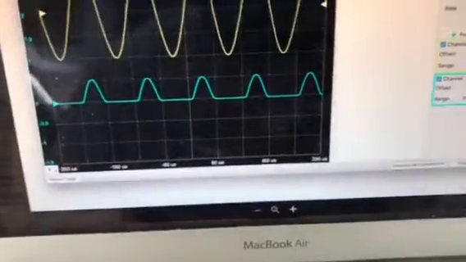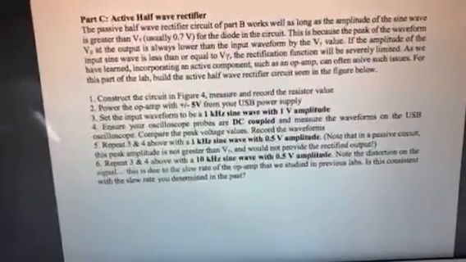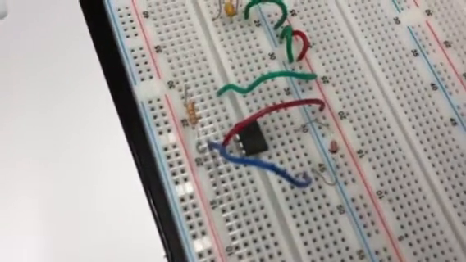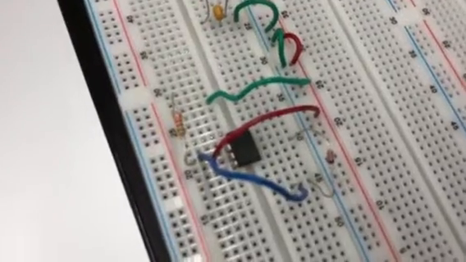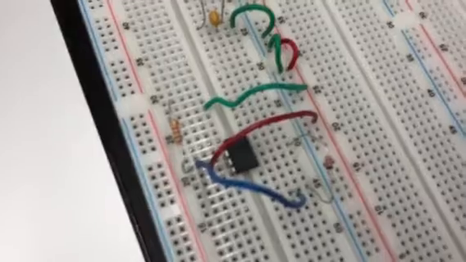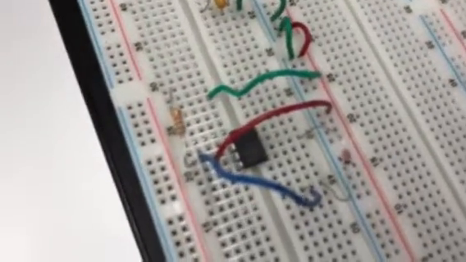For part C, we created an active half-wave rectifier. As you can see in our circuit, we used an op-amp and connected the output of the op-amp to a diode, and we measured the Vout of the output.